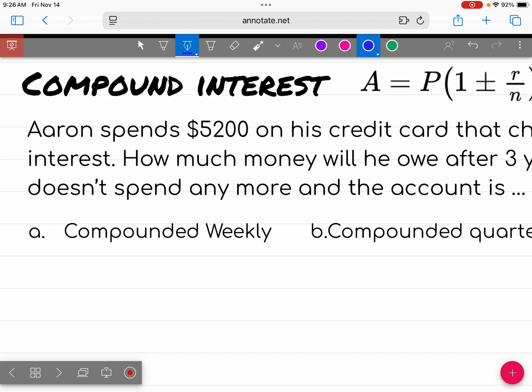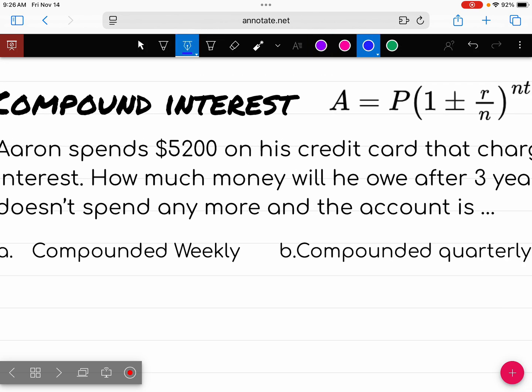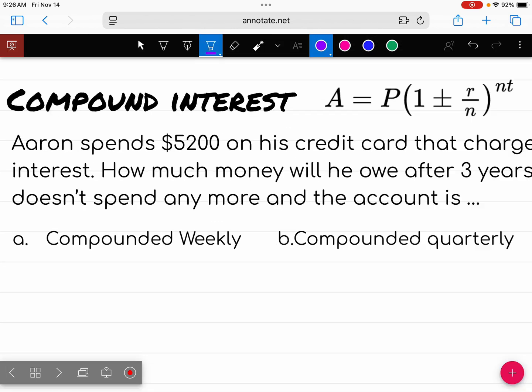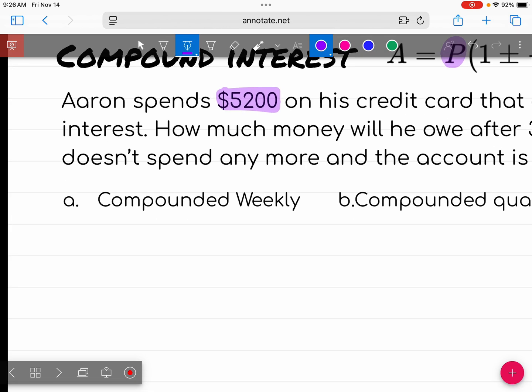All right. How are we going to start this one? What are we going to start with? What is our principal? 5,200. It's the amount we start with of his debt. It's how much he owes. Then we're going to have our 1. Are we going to use a plus or are we going to use a minus? Minus.